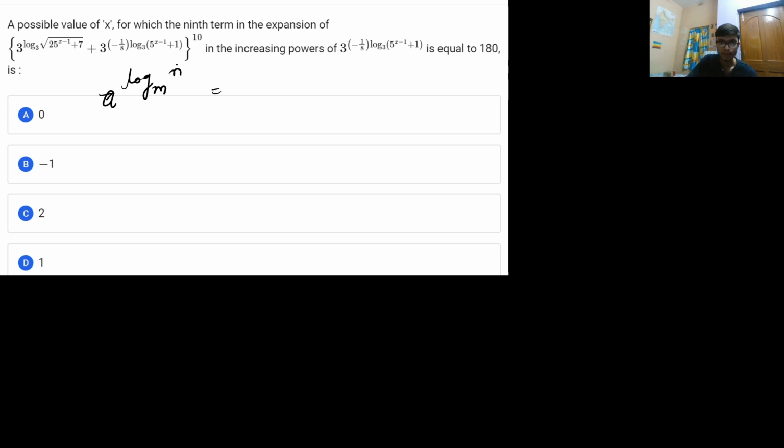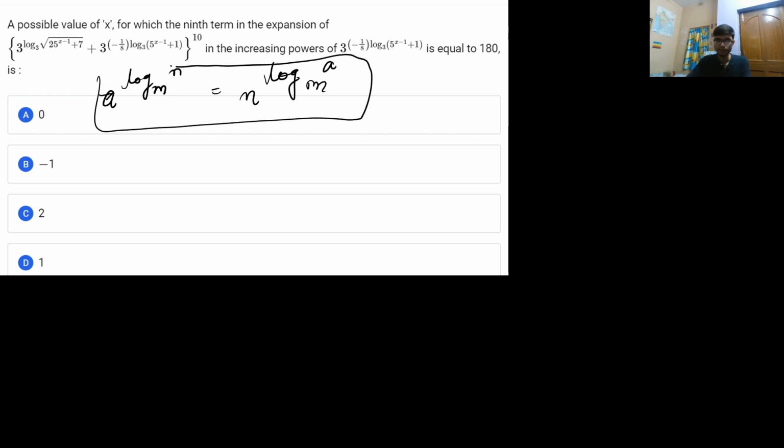By change of base, you can also write this as n into log of a base m. This is the base changing formula of log, and all the relations are satisfied for this particular establishment of the log function.